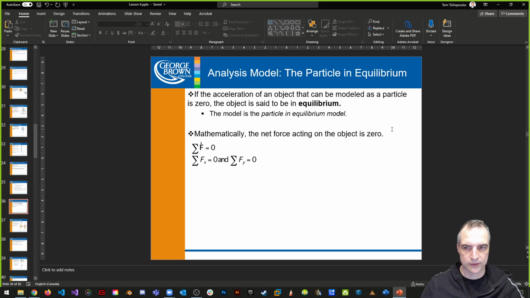So there are some assumptions. If the acceleration of an object that can be modeled as a particle is 0, the object is said to be in equilibrium, which is what we said about the monitor and the table. In other words, the sum of all forces across that particular axis would be 0. In this case, it means that the sum of all forces on the x-axis and the sum of all forces on the y-axis would both be 0 for an object to be in equilibrium, mathematically.